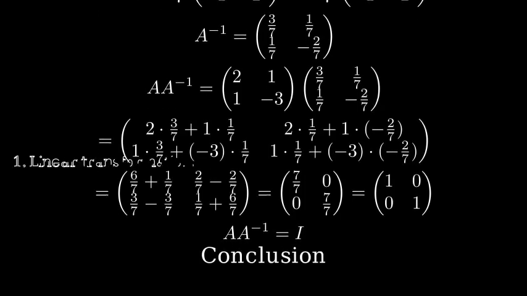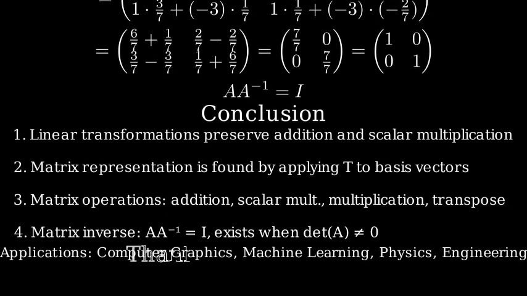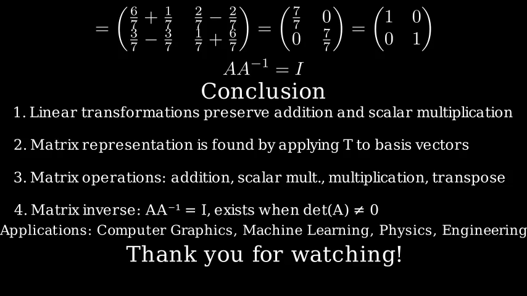In conclusion, we've covered 4 important topics in linear algebra. First, we learned that a linear transformation preserves vector addition and scalar multiplication. Second, we saw how to represent a linear transformation as a matrix by finding where the standard basis vectors go. Third, we explored basic matrix operations: addition, scalar multiplication, matrix multiplication, and transpose. Finally, we learned how to find and verify the inverse of a matrix.